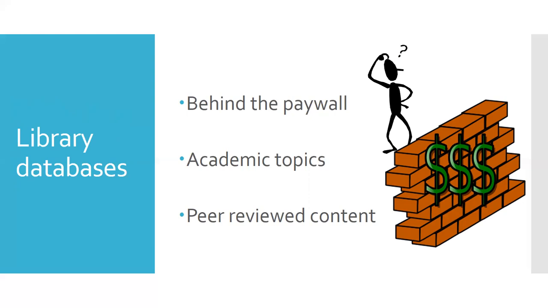Another one of the reasons that the information in library databases is different from Wikipedia is that a lot of it is peer-reviewed. So this means that when a journal publishes an article, they have other professionals in that field review the content of the work first to make sure that it lives up to the standards of that field.